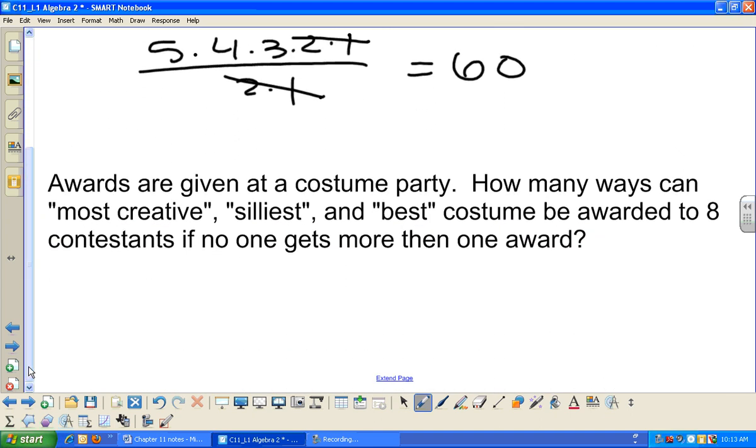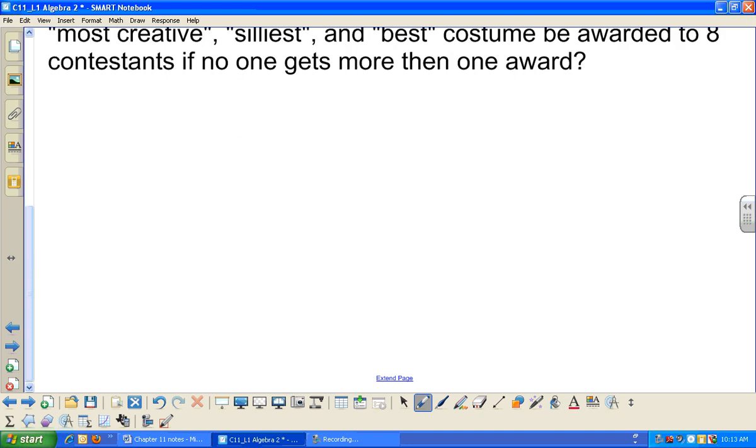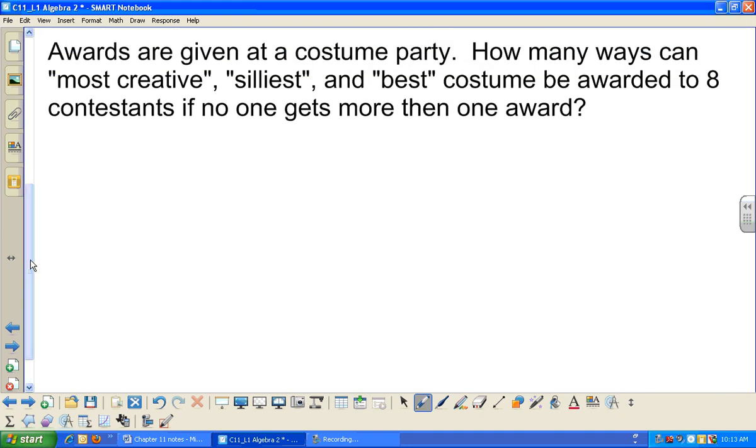Awards are given at a costume party. How many ways can you pick most creative, silliest, and best costume? There's 8 different contestants, and no one gets more than 1 award. So this again will be permutation because best costume is going to be different than silliest. There's 8 different people, and I'm choosing 3.